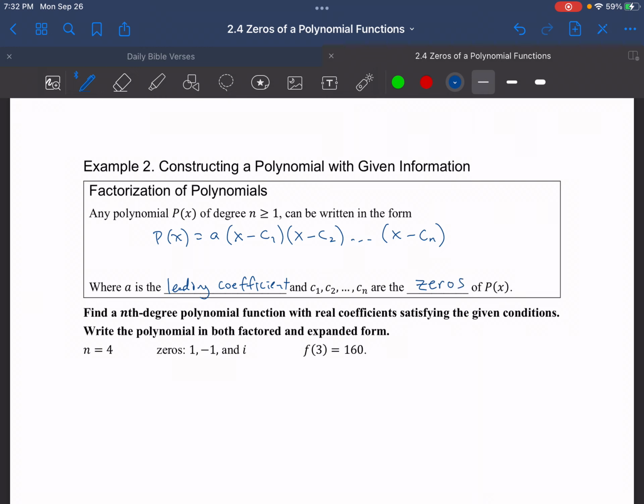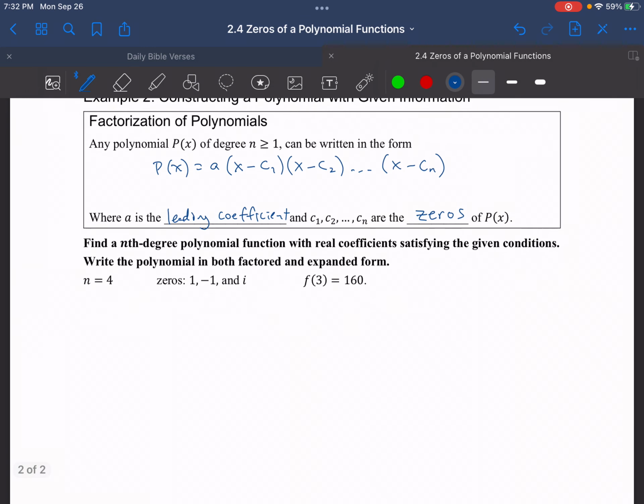Okay, so let's try this out and see if we can take advantage of this right here. It says find an nth degree polynomial function with real coefficients satisfying the given conditions. Write the polynomial in both factored and expanded form. All right, so let's first look at this.